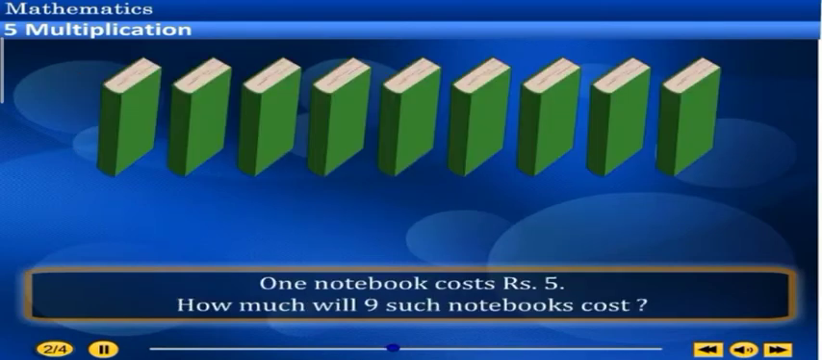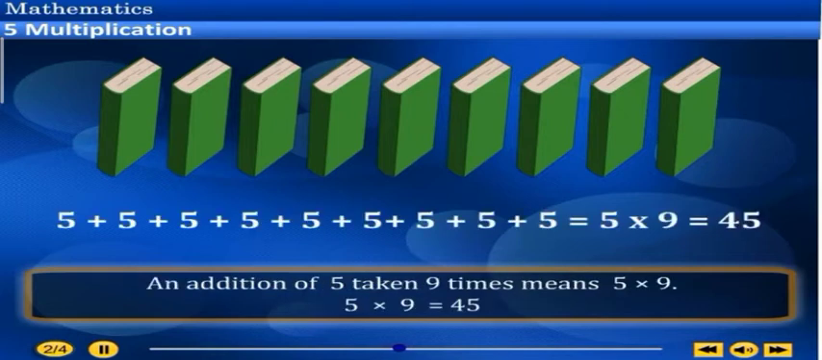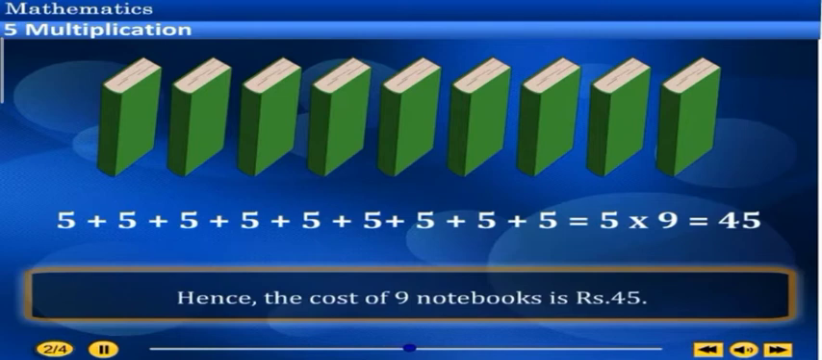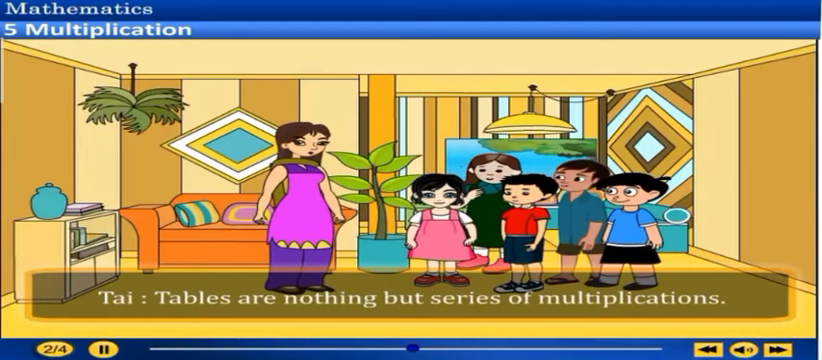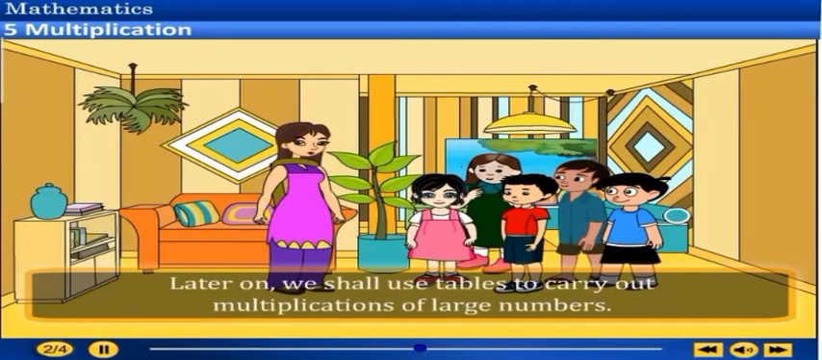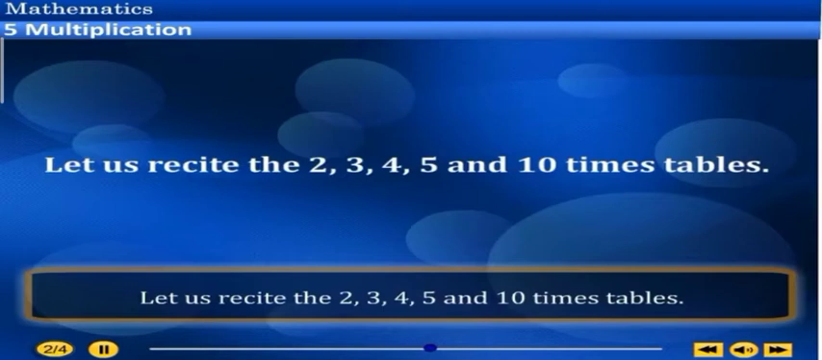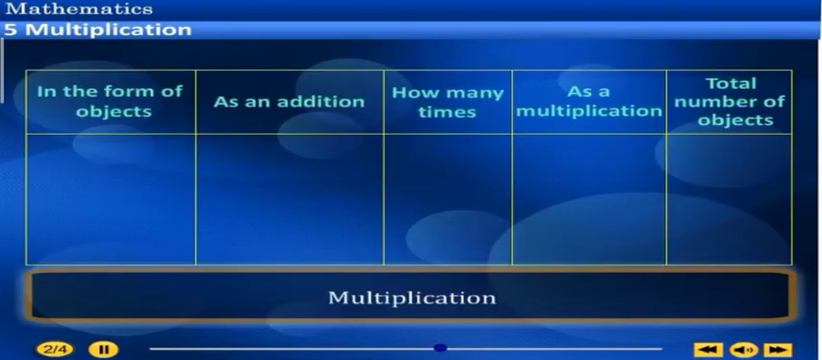One notebook costs ₹5. How much will 9 such notebooks cost? An addition of 5 taken 9 times means 5 multiplied by 9 is equal to 45. Hence the cost of 9 notebooks is ₹45. Tai: Tables are nothing but series of multiplications. Later on, we shall use tables to carry out multiplications of large numbers. Let us recite the 2, 3, 4, 5 and 10 times tables.